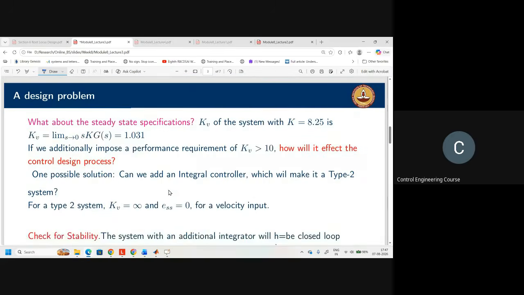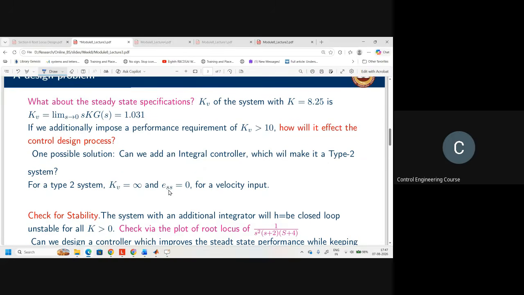But what about the steady state error? Steady state specification means how efficiently the desired controller or overall system is tracking the desired input. Steady state errors are usually specified with Kp, Kv, and Ka, the position constant, velocity error constant and acceleration error constant, right? Because these translate into steady state error: 1 by Kp, or 1 by Kv, or 1 by Ka. These are the steady state errors corresponding to the type of the system.